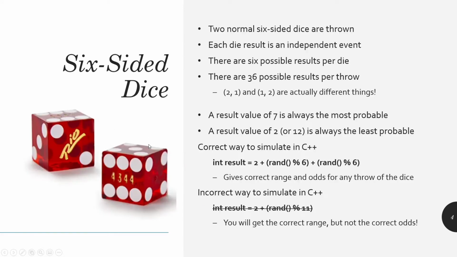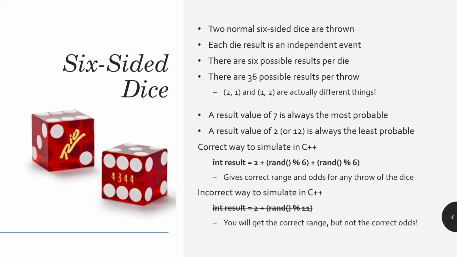We're talking all the mathematics, so let's just get down to it. You're throwing two six-sided dice. Normal, there's 1, 2, 3, 4, 5, and 6. They are just a normal die. Each die result is an independent event because you're throwing two separate dice. They're not connected to one another in any way. And since there are 6 possible results per die and they're independent events, you have 36 possible results per throw of the two dice.